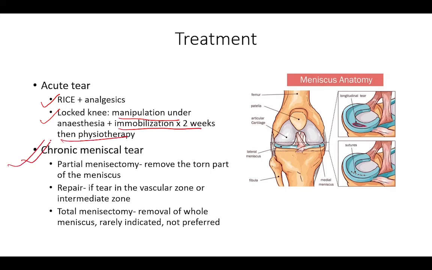If the meniscus tear is chronic, then a partial meniscectomy may be done to remove the torn part of the meniscus. We can consider repairs if it is in the red vascular zone, which is the peripheral zone of the meniscus, the red zone. A total meniscectomy was earlier done, in which the whole of the meniscus is removed, but it is not preferred these days.